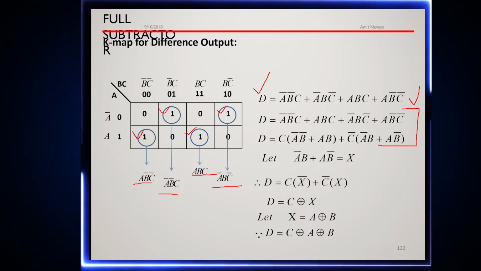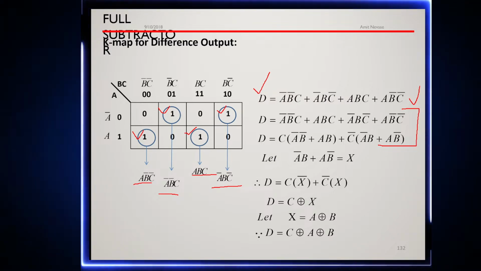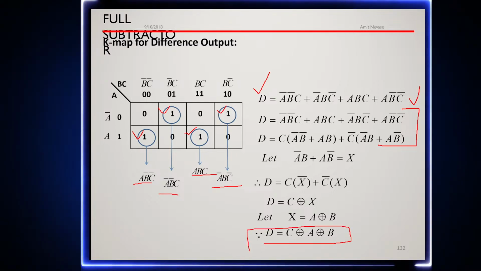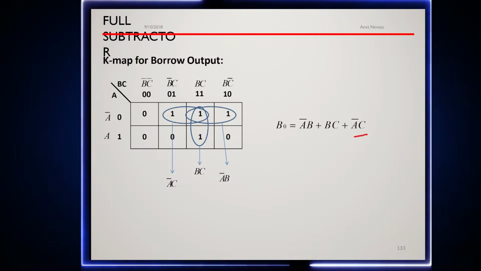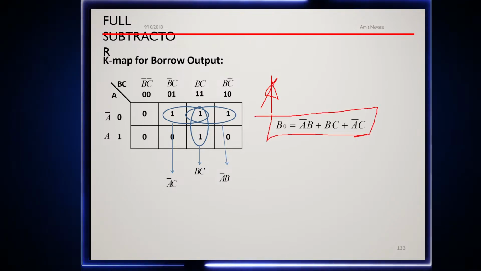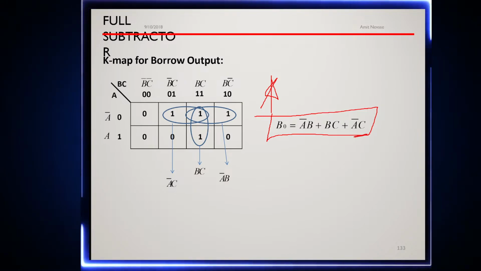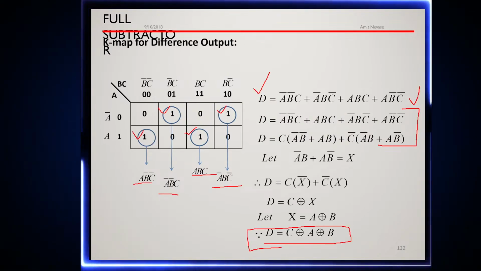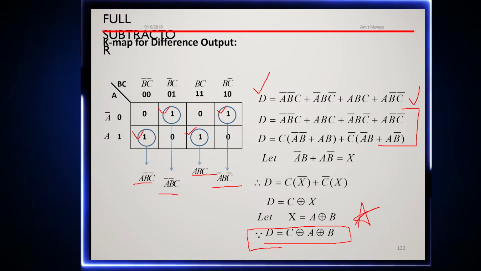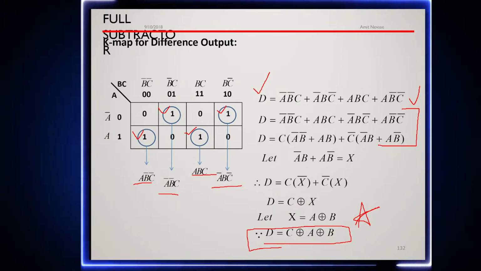Now when we simplify this equation using the Boolean laws, this is the output that we get. It is nothing but C XOR A XOR B, right? This is the difference equation, and this is the borrow equation that we have derived using this K map. So the borrow equation is A bar B plus BC plus A bar C. So this is the equation that you need to remember for borrow, and this is the equation that you need to remember for difference, right?